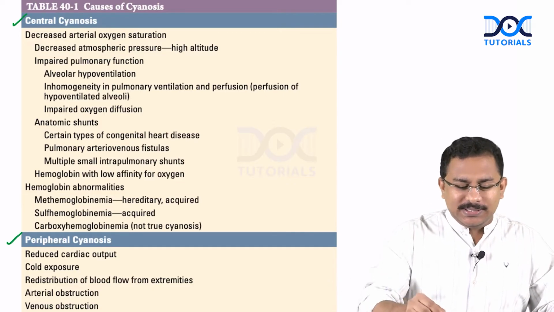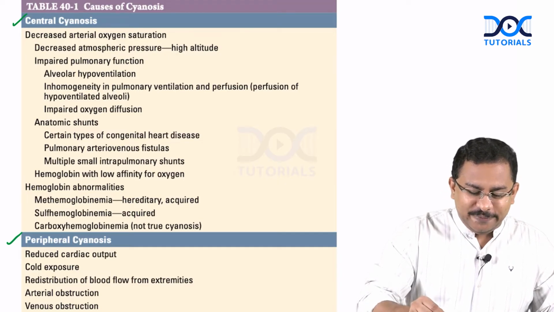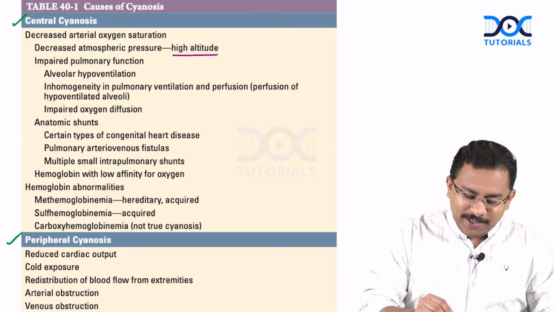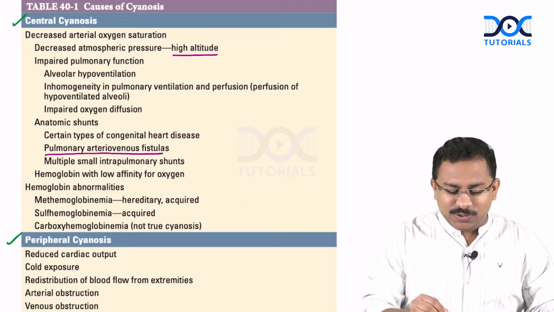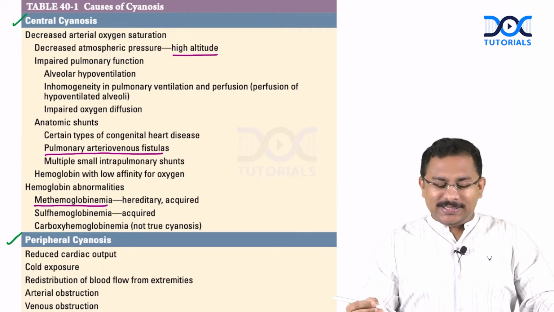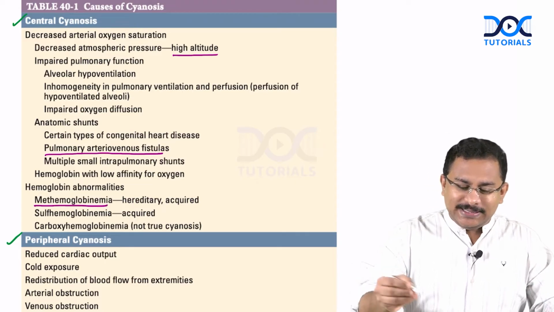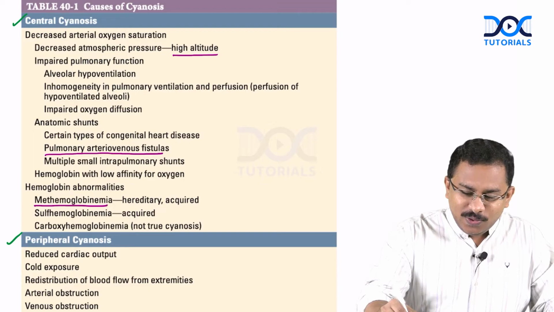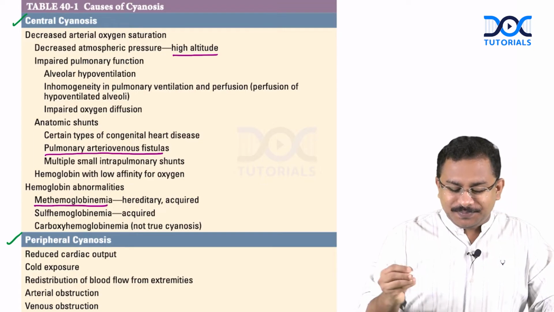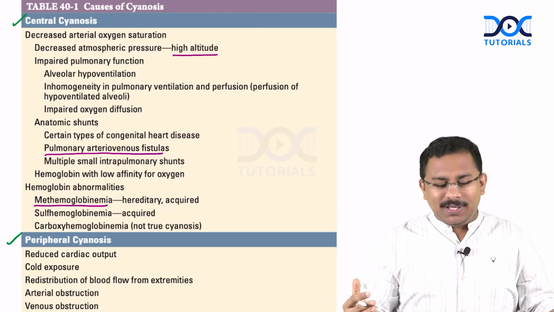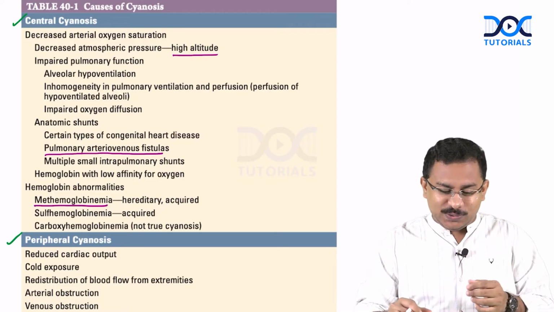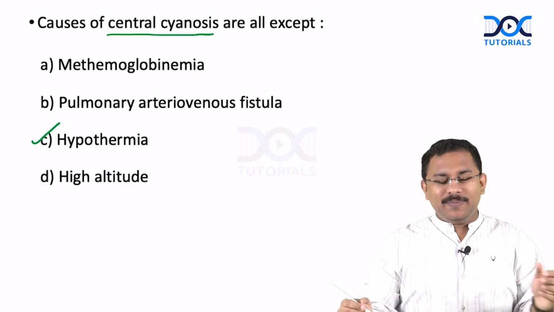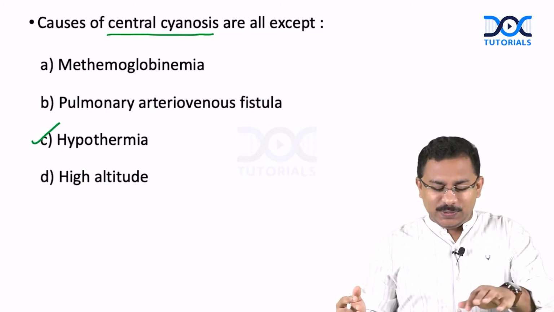In the options, high altitude is definitely associated with central cyanosis. Pulmonary AV fistulas are again associated with central cyanosis. Methemoglobinemia again is associated with central cyanosis. So you can see the causes of central cyanosis, but for peripheral cyanosis, you see cold exposure is classically associated with it. So when you have hypothermia, it is often associated with peripheral cyanosis. Okay, so the answer to this question is going to be option C. Hypothermia is a cause of peripheral cyanosis and not central cyanosis.